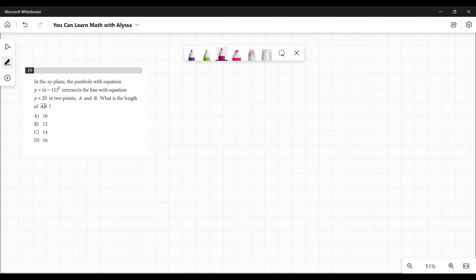Onwards. Number 10. In the xy plane, the parabola with equation y equals x minus 11 squared intersects the line with equation y equals 25 at 2 points A and B. What is the length of line AB? So visualize this. We have a parabola x minus 11 squared. This is a positive parabola because I'm going to have a positive x squared. And that parabola is going to be opening up because that's what positive parabolas do. And there's a line that is y equals 25.